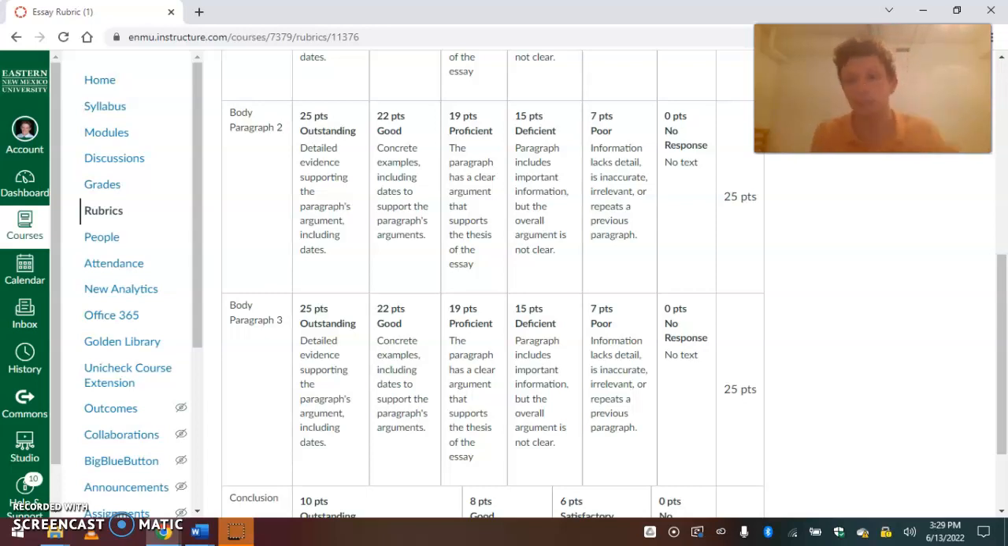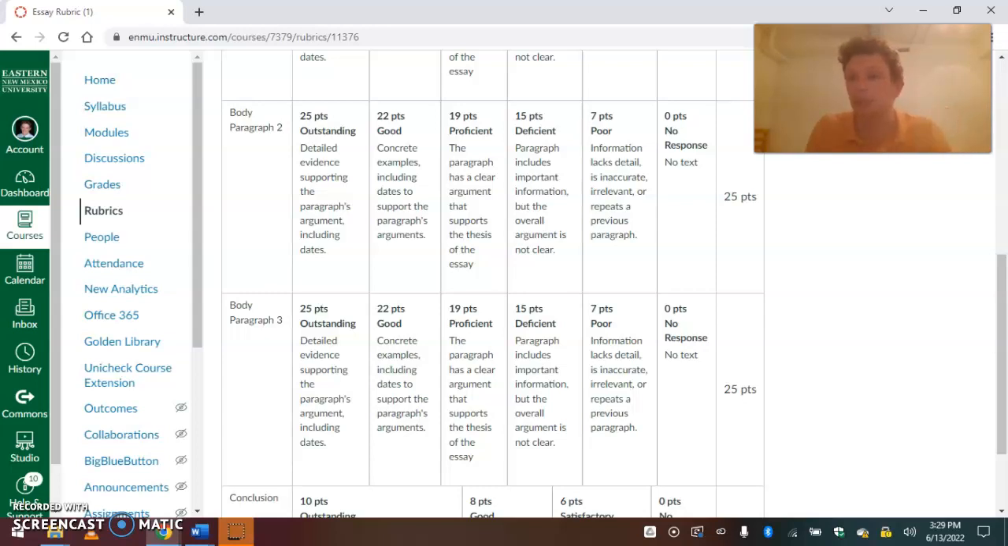You need to have details that support those examples. So it's not good enough just to say the Black Death affected nobles. You have to say, here's an example of a noble who was affected by the Black Death, or here's an example of how a noble was affected by the Black Death. And then, along with those concrete examples, you have to provide details. When did this happen? Dates, and ideally some form of support from the primary sources that we're reading for this unit.